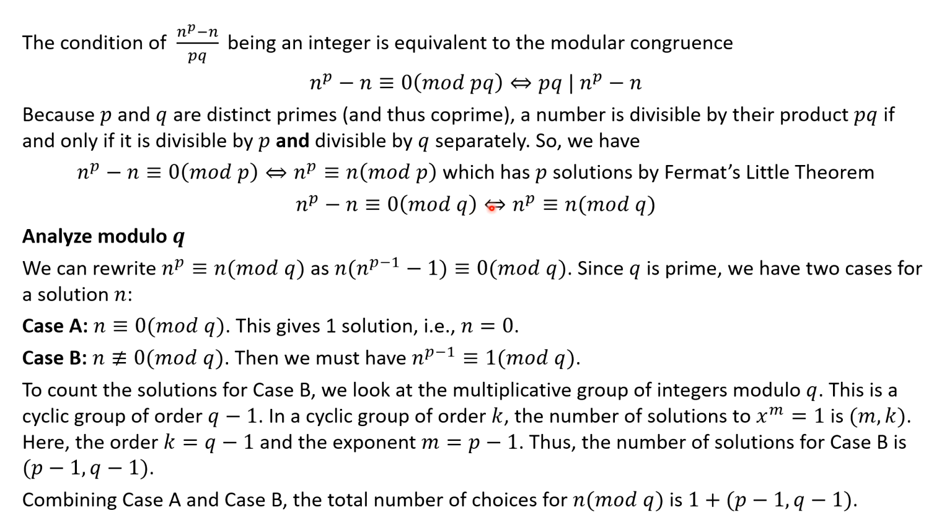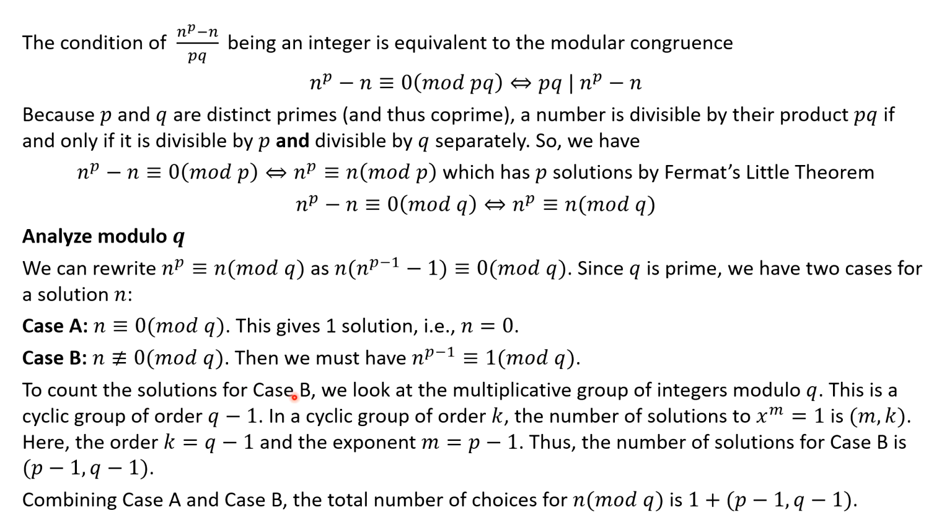And in the second case here, we can rewrite that as n to the p congruent to n mod q. So we need to do some work to analyze and find the number of solutions n in this case. So we'll rewrite it slightly, taking the n to the left and then factoring out an n. So we have a product of two integers that's congruent to 0 mod q. So either one of these has to be 0. Case A, if n is congruent to 0 mod q, then we have one solution, that's n equals 0. If n is not congruent to 0 mod q, then it must be that this term here is congruent to 0 mod q, or we can write that like this here.